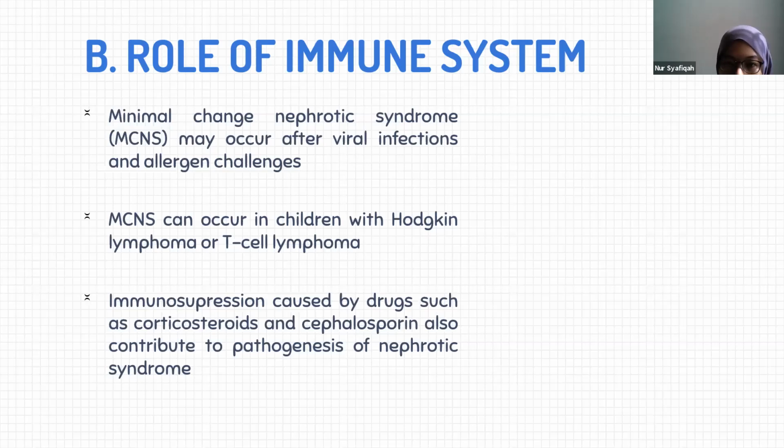So to add on to the hypothesis of the role of immune system in the pathogenesis of nephrotic syndrome, in minimal change nephrotic syndrome, it also may occur after viral infection and allergen challenges. And also in MCNS, it can occur in children with Hodgkin lymphoma or T-cell lymphoma. And also immunosuppression caused by the drugs such as corticosteroids and cephalosporin also contribute to the pathogenesis of the nephrotic syndrome.